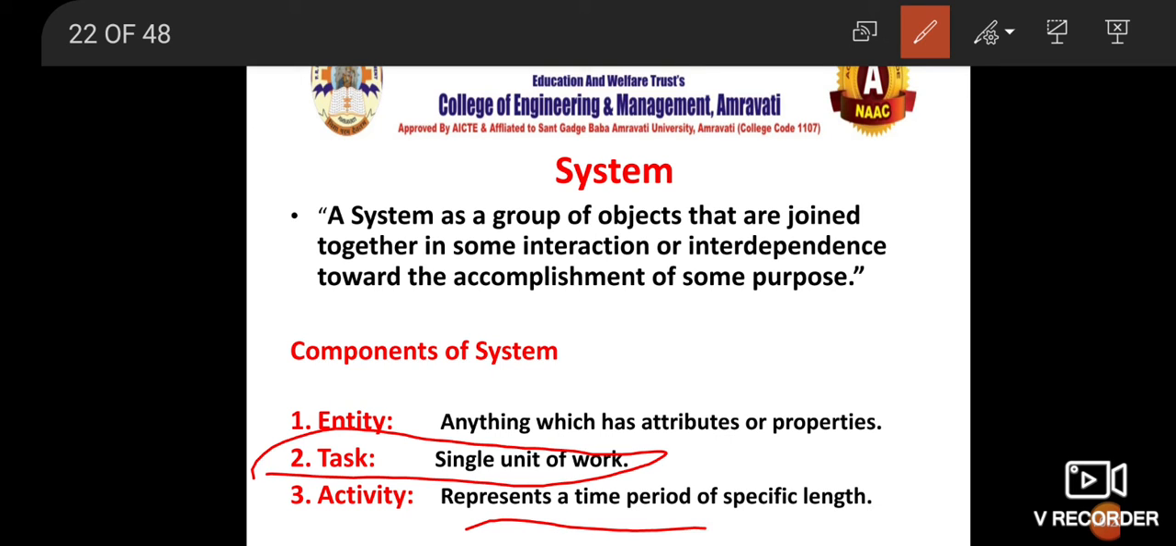Activity represents a time period of specific length. Now these are the simple tasks, but in that task you are carrying out certain activities. Suppose form filling: you are filling the form, writing your name, writing your roll number. So what task are you doing?